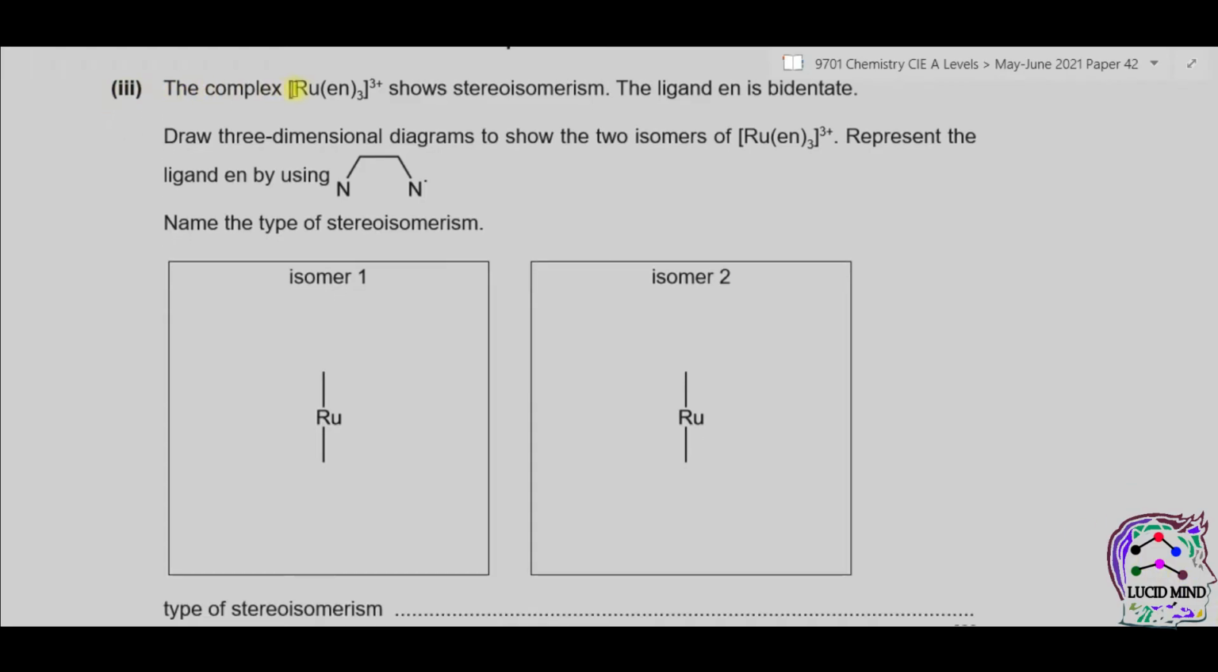Part 3, the complex [Ru(en)3] 3+ shows stereoisomerism. Ligand en is bidentate. Draw 3D diagrams to show two isomers of [Ru(en)3] 3+. Represent the ligand en by using this. Name the type of stereoisomerism. Our first thing is that we have to find out how many coordinate covalent bonds will be shown for isomer 1 and for isomer 2.